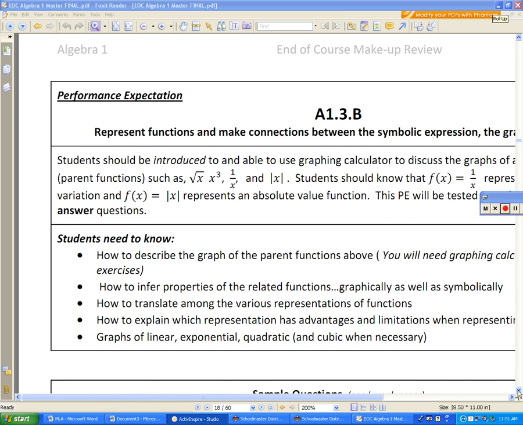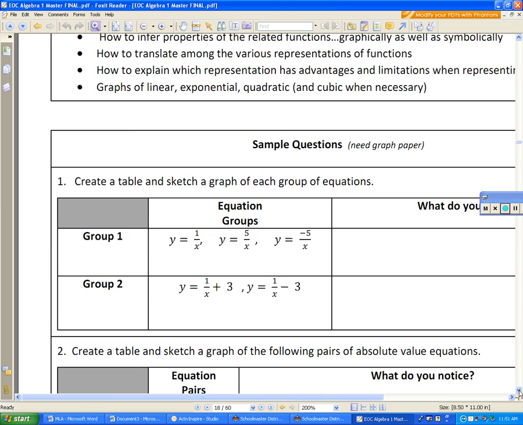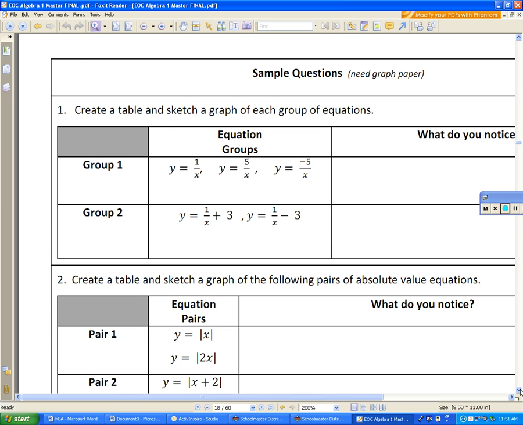Okay, so let's see what we got going here now. Create a table and a graph of each group of equations. Ooh, this looks like fun. Let's do this. Yep, you just write down what I write down. Okay, so 1 over x, 5 over x, negative 5 over x. That's what you usually do.